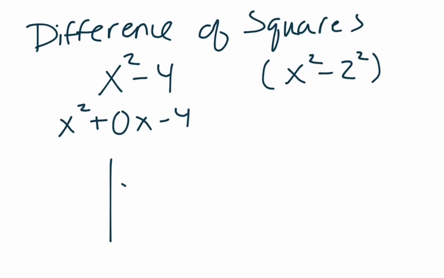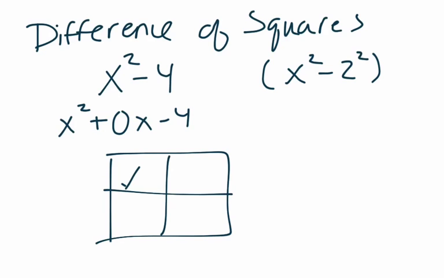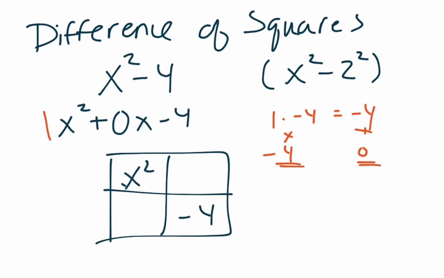So let's go ahead and set up our rectangle. We're going to put in the x squared, and we're going to put in the negative 4. So now we have 1 times negative 4. We are looking for two numbers that multiply to negative 4, and they have to add up to 0, which means that we need opposites. So 1 times 4 doesn't do it. If you add them, you'll get a 5. If you subtract them, you get a 3. 2 times 2 should work, because if one of those 2's is negative, we should get what we need.